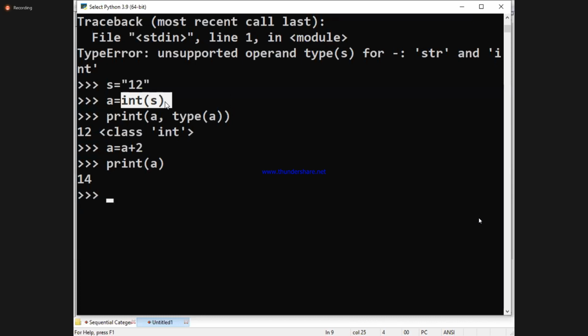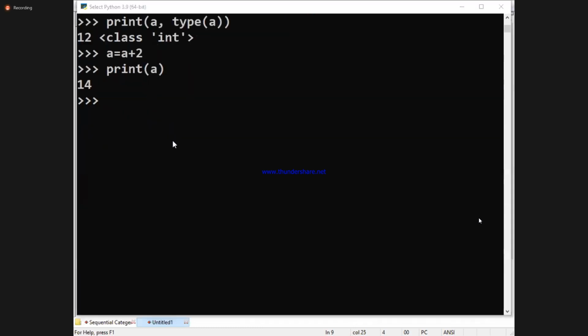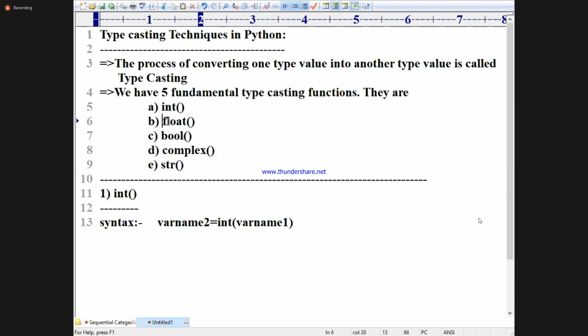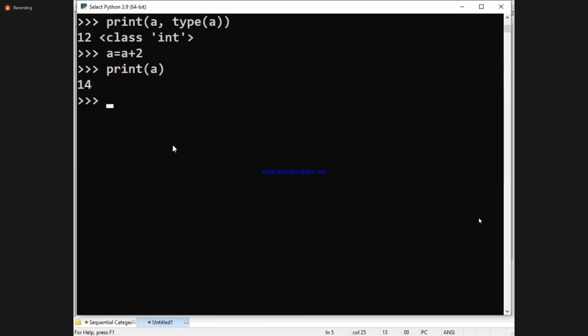Ultimately, whenever I read the data from the keyboard in Python programming, everything you are getting is in the form of str type. That str type I need to convert into numerical types: float type, int type, bool type, complex type. For that I will use these types of functions. Are you getting me? Next, one more thing I am going to start. Up to this, can I convert float into int? Bool into int? Complex into int? No. Str into int? Yes.